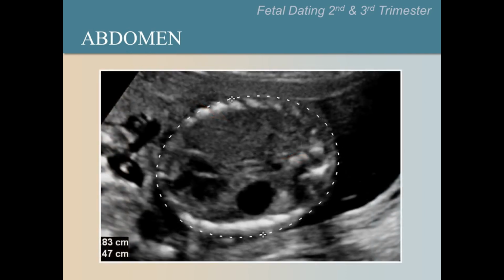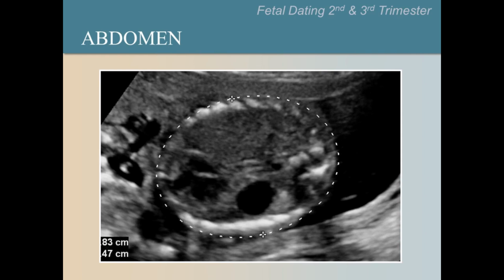Please ask another volunteer to identify the umbilical vein, stomach, and spine. Pause the video now to discuss. The answer is that the umbilical vein is not visible here. The abdomen is not round and instead appears more oval.